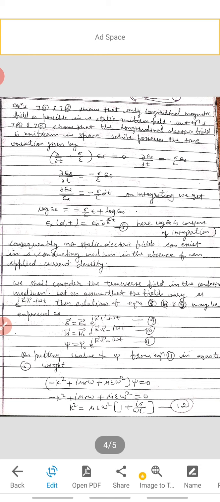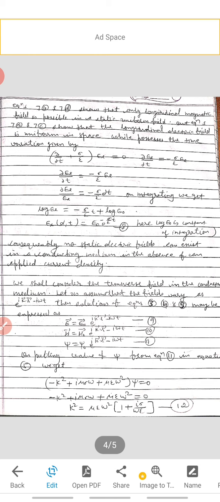Consequently, no static electric fields can exist in a conducting medium in the absence of an applied current density. Now, we shall consider the transverse field in the conducting medium.